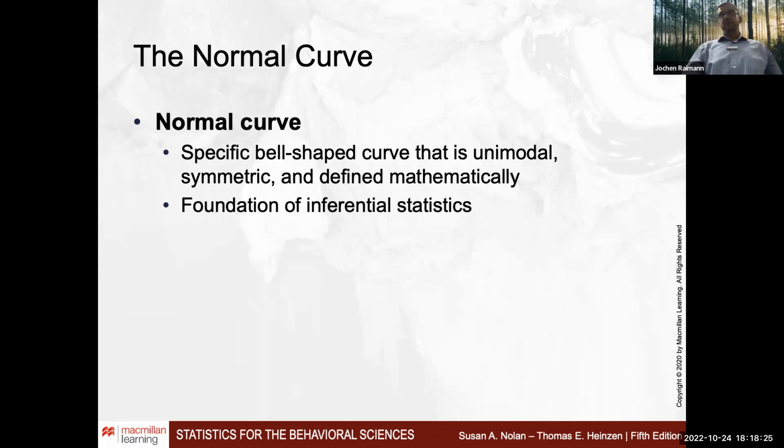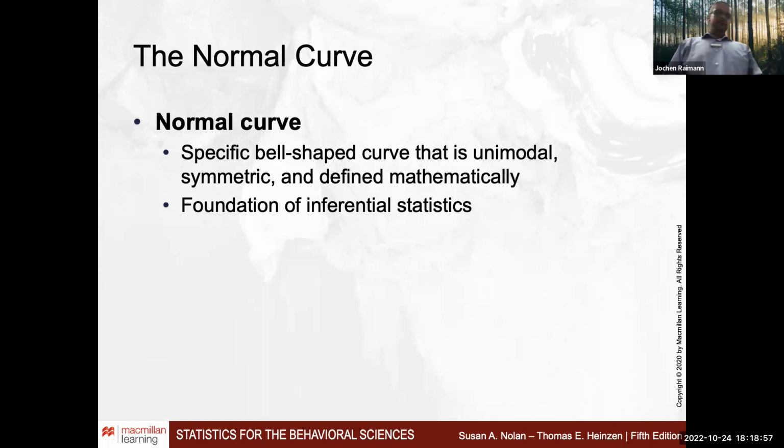It's normally distributed data, which may not always be correct, but in principle, you get away with that assumption as soon as your sample size exceeds 30. That's kind of this magical threshold statisticians use. But basically, the normal curve is considered a bell-shaped symmetric curve that is unimodal, basically has only one peak, is symmetric, and it is defined mathematically. So it's the foundation of inferential statistics.